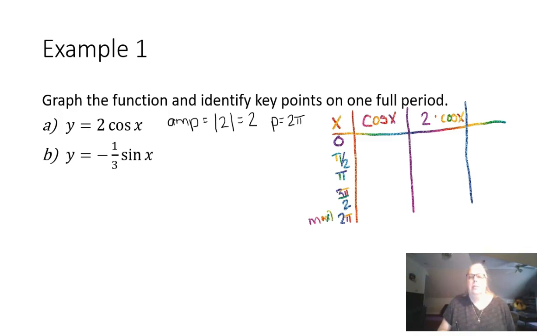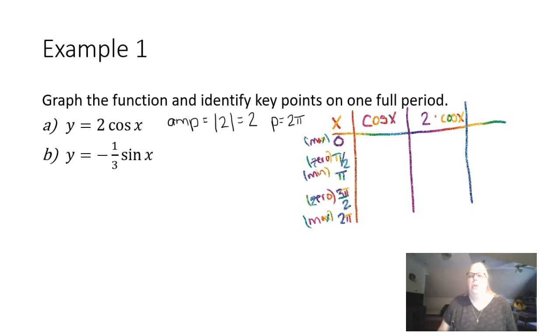This is a max. This is a max. This is a min. This is a 0. And this is 0. And this is true for the parent function, y is equal to the cosine of x. So these are the 5 points we want to get because there are key points and we can get a good idea of what one period is going to look like.